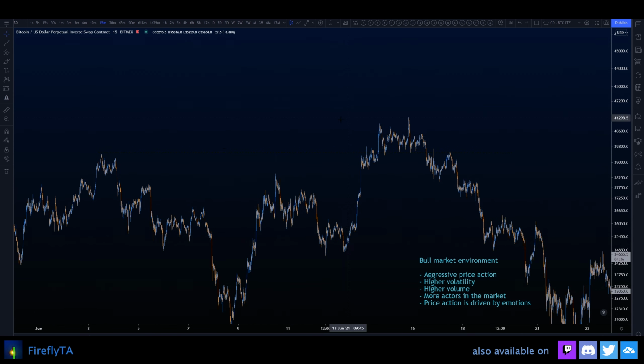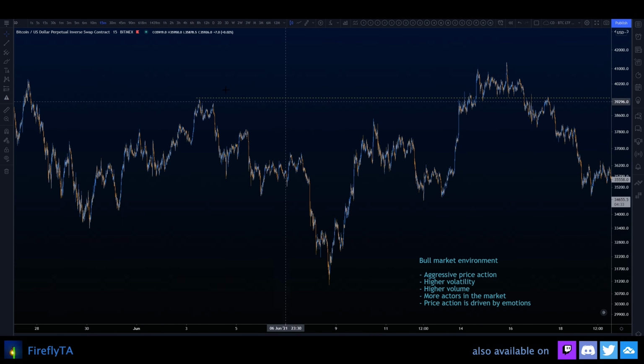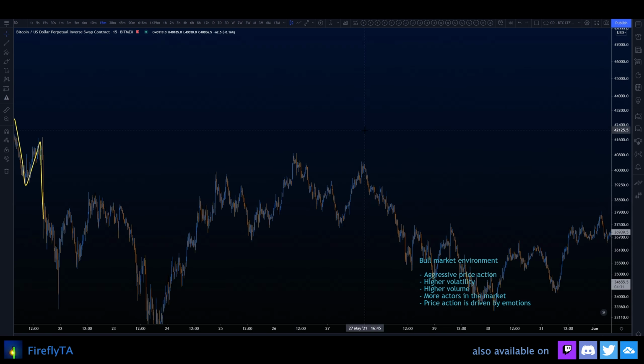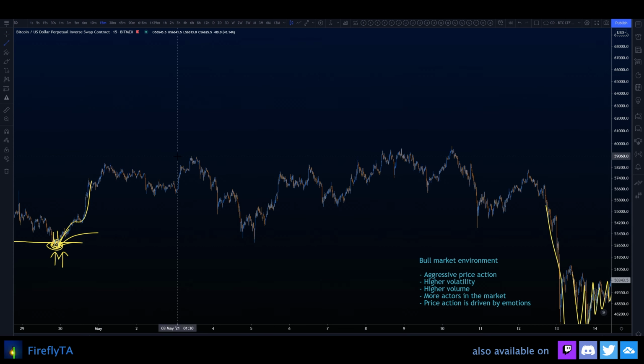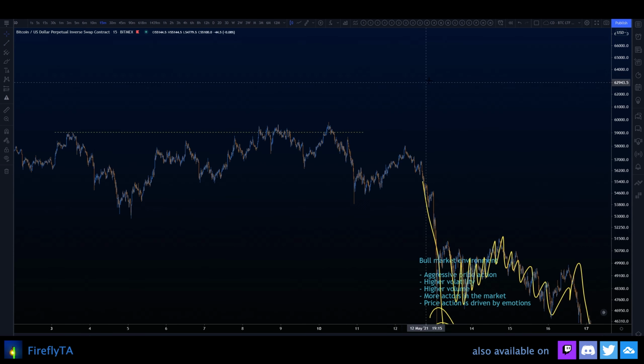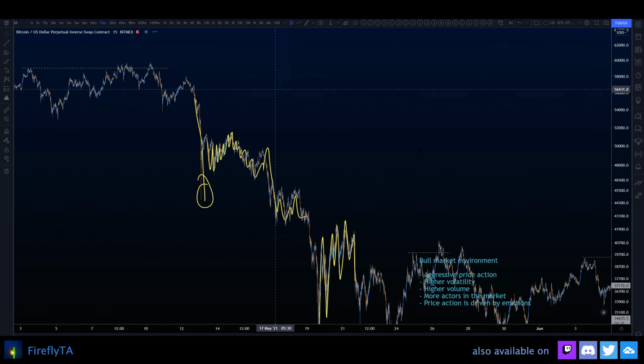And we see this over and over again. Like here, you can see the same thing. Failed breakout here. This is also a very good example. Failed breakout. So this is a thing you have to look for because it is important.